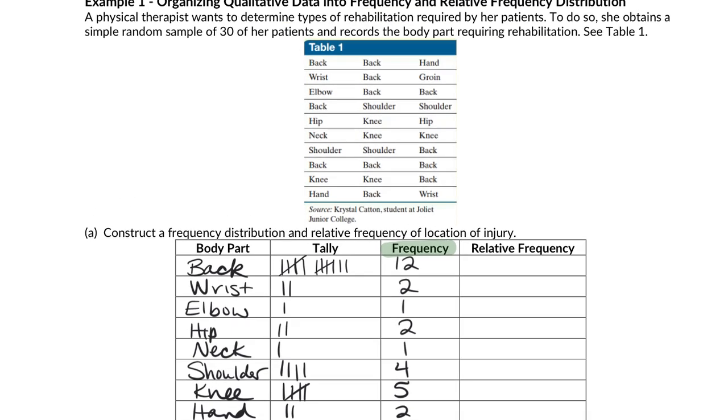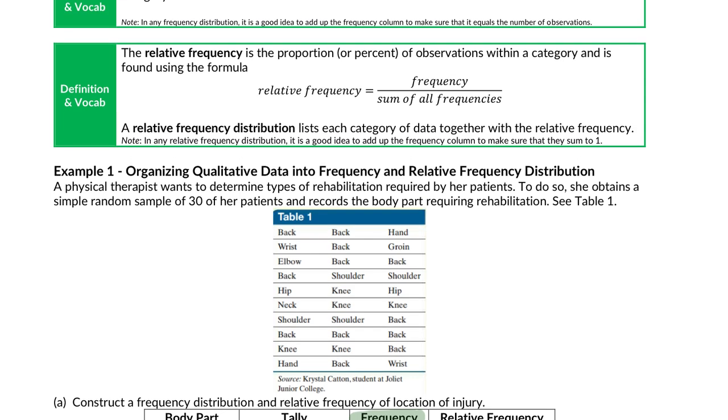A relative frequency, which usually comes right after doing a frequency list, is the proportion or percent of observations within a category and is found using the formula: relative frequency equals the frequency of each data point divided by the sum of all frequencies. I just went up, by the way. This is the definition back up at the top. So we can find the relative frequency, which is like 12 divided by the sum of all frequencies.